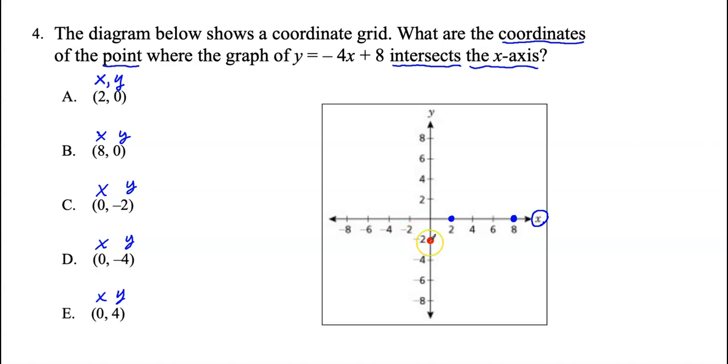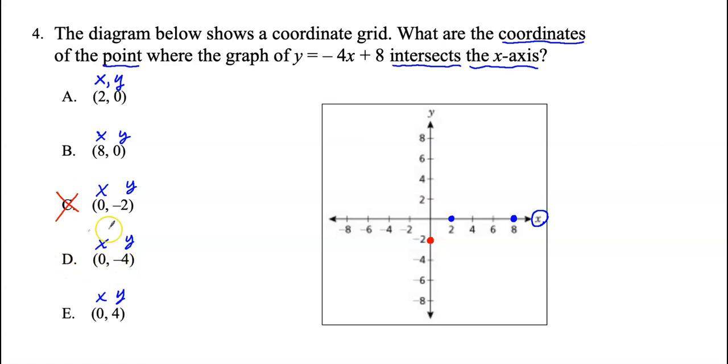Well, this point does not intersect or touch the x-axis. The x-axis is here. This point touches or intersects the y-axis, which is up or down, right? Y is this way. And again, we're looking for points that touch the x-axis, and this doesn't. So I can eliminate C.